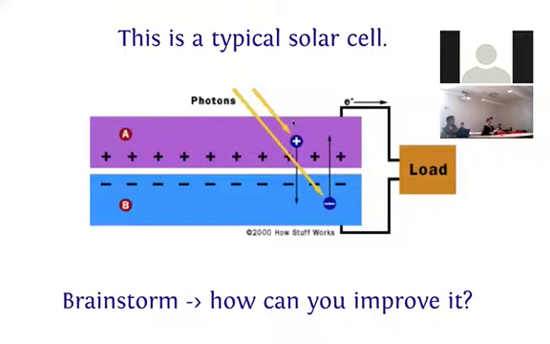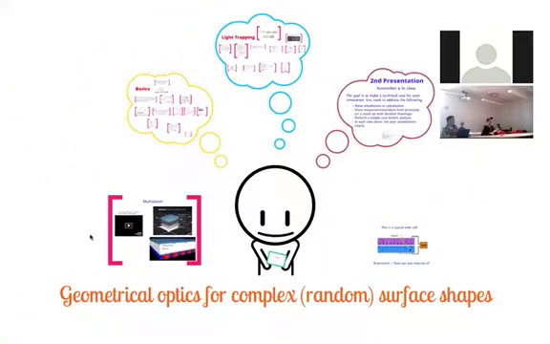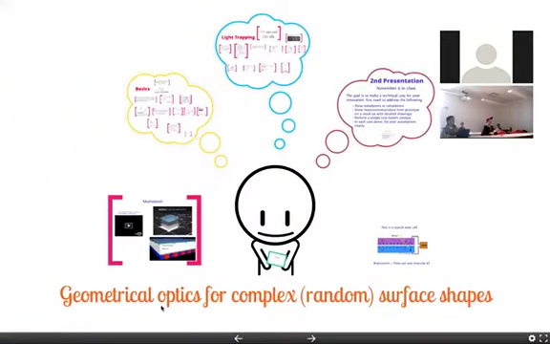Okay, but that's the key idea. Once the light enters the system, could we do something to force the light to be trapped inside the system so the probability of it being absorbed goes up? That's the whole idea we're trying to analyze. Or you can think about this as geometrical optics for complex or random surfaces or shapes.